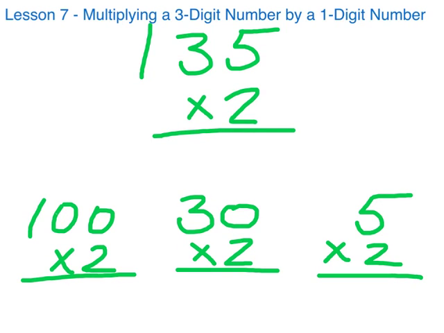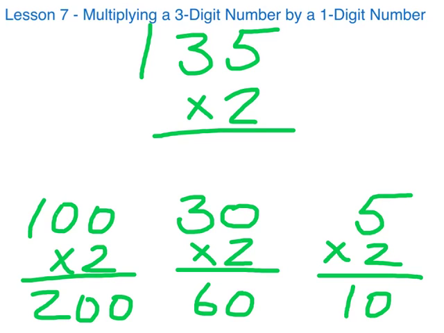So 5 times 2 makes 10, 30 times 2 makes 60, because 2 times 0 is 0, and 2 times 3 is 6, and 100 times 2 we know makes 200.